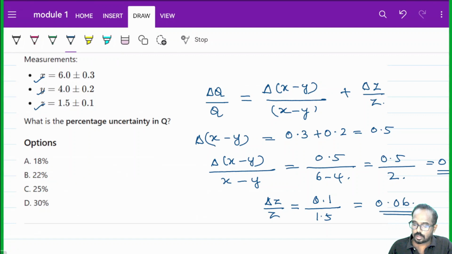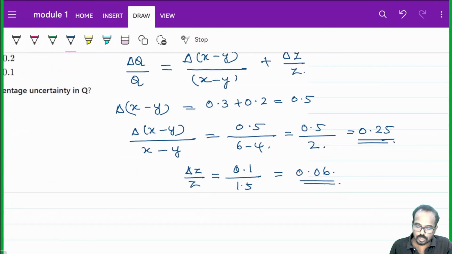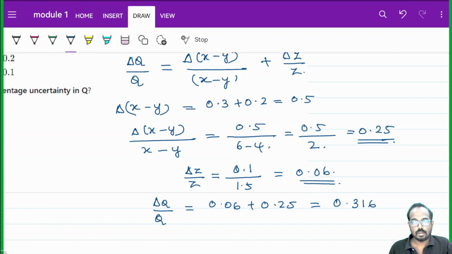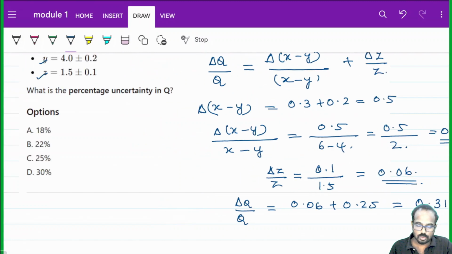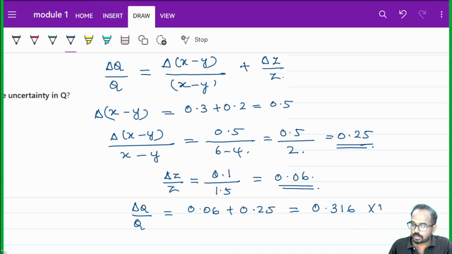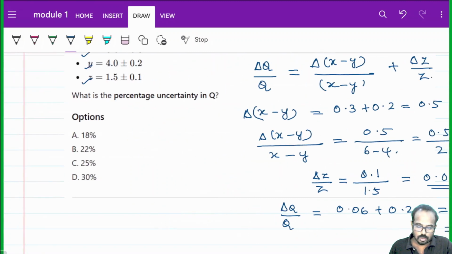The answer is 0.06. So the total fractional uncertainty, delta Q upon Q, is 0.06 plus 0.25, which is equal to 0.316. This is the fractional uncertainty. The question asks for the percentage uncertainty, so you multiply this by 100 and get 31.6 percent. When you check the options, this is the closest value, so the answer will be D.